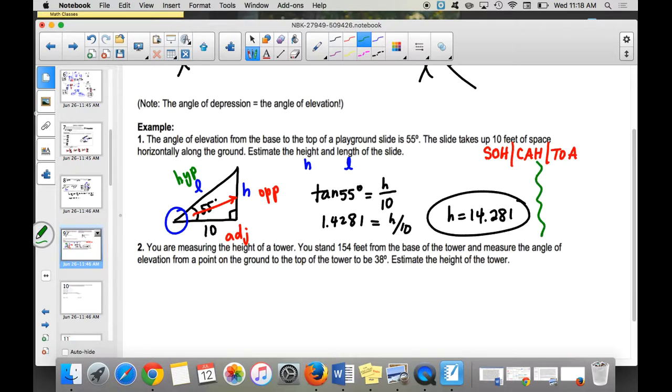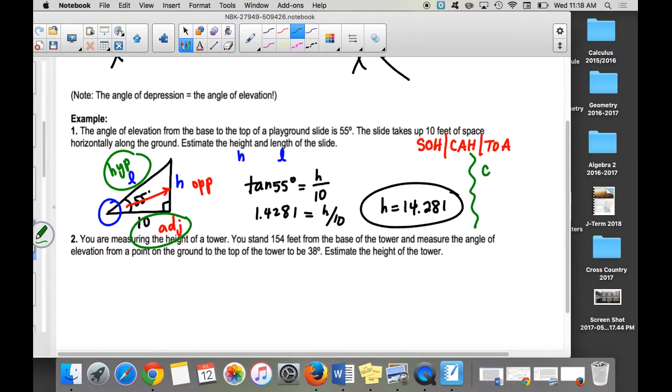So for this one, what am I using? I'm using adjacent and hypotenuse. Which one do I use? Cosine, right? So I'm going to say cosine of 55 degrees equals adjacent, which is 10, over hypotenuse, which is L.